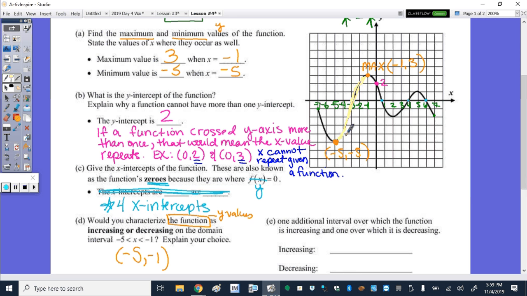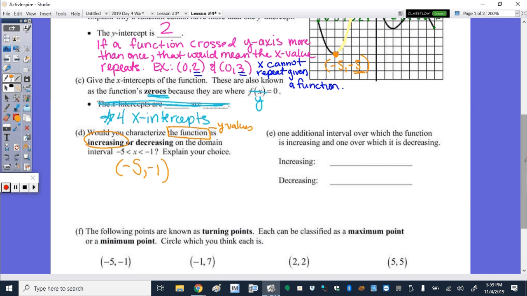I thought I grabbed the highlighter, but it looks like I'm on pen. So this part of the curve, well, if we actually take a look at the y values, we have two y values that are already there. We have negative 5 to 3. We went from negative to positive. So that means the y values got larger or increased. So that is increasing. And let's move that up because it says explain your choice. And it's because as the x values increase, which they're always going to increase going from left to right, the y values increase.